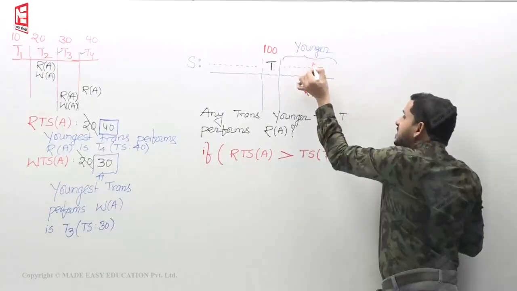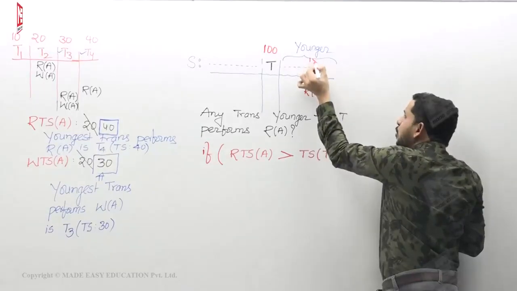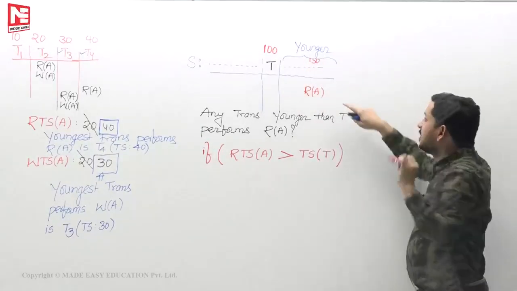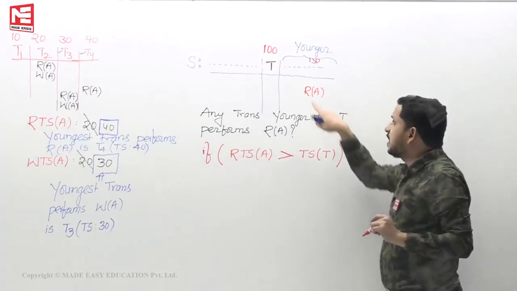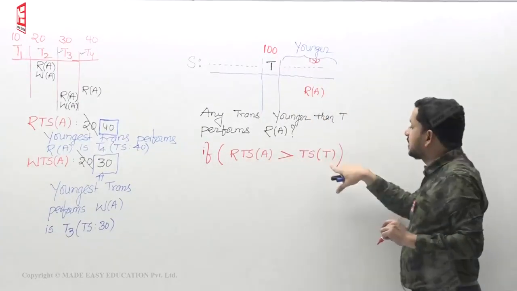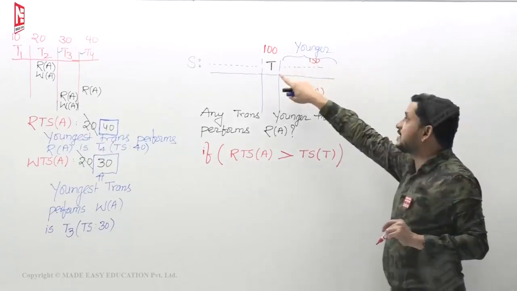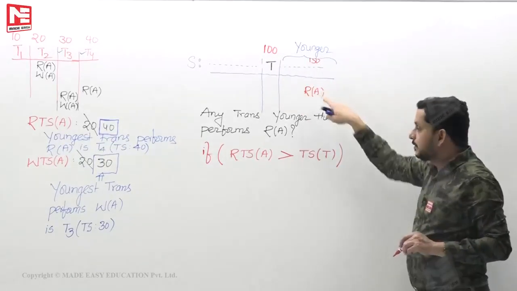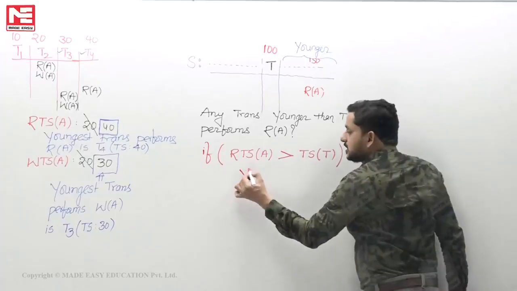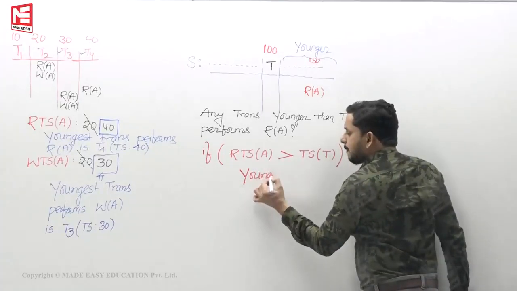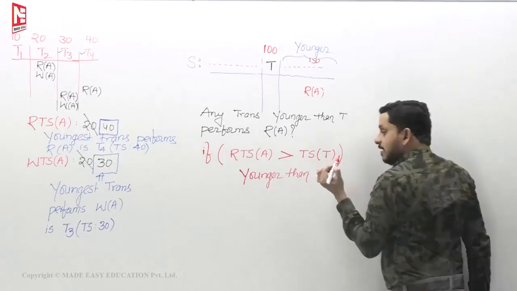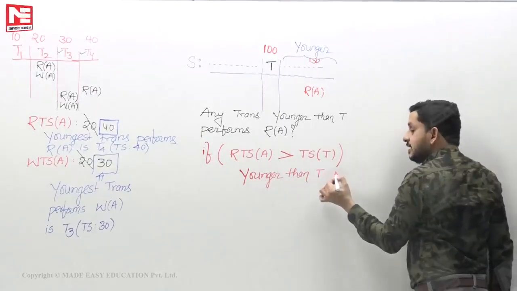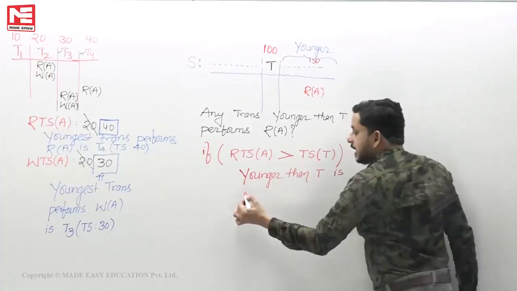Assume some other transaction whose timestamp value is 150 did the read. Then the read timestamp value of A becomes 150 and the transaction timestamp value of T is 100; 150 is greater than 100. It means a transaction younger than T did the read. Then we can conclude that a transaction younger than T has done read of A.